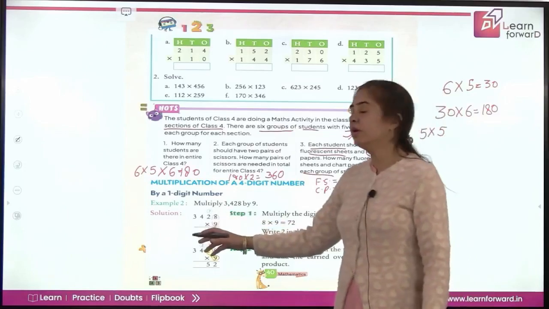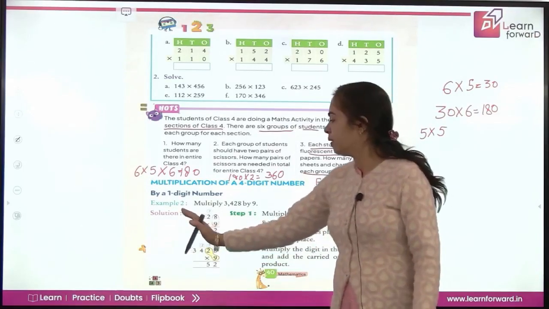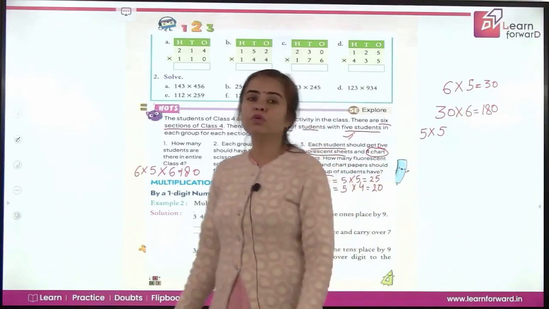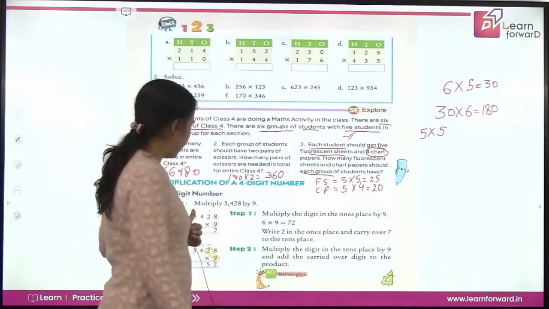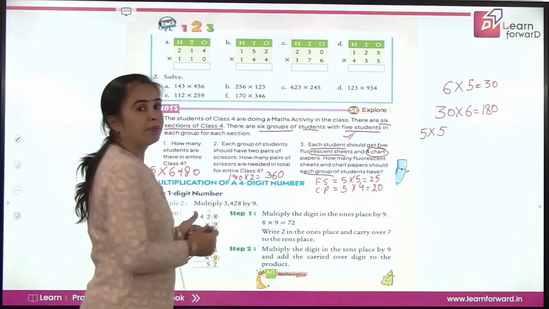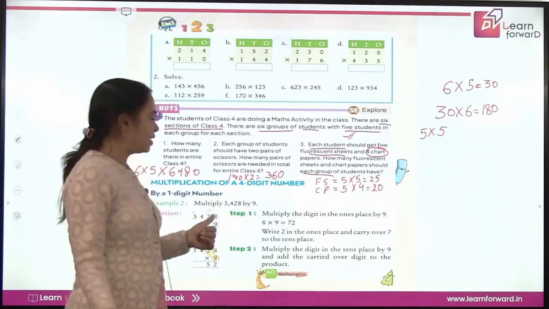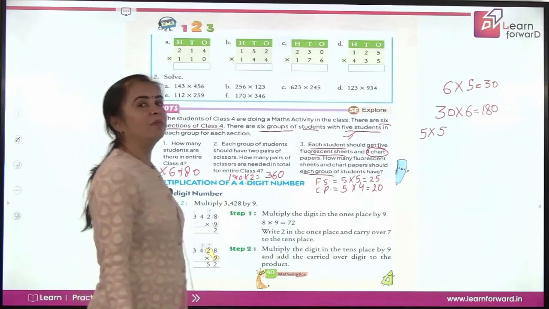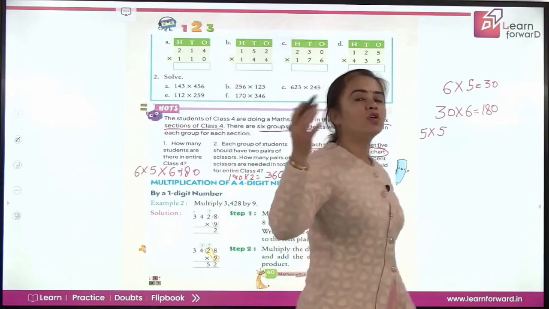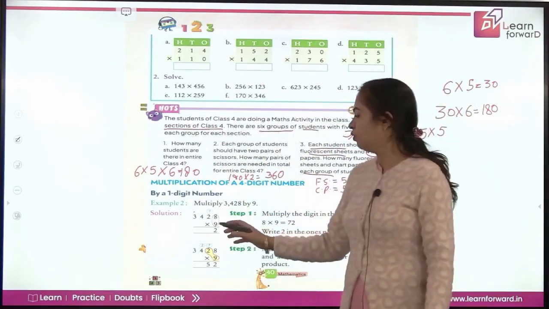So, if you have to multiply 3428 by 9, when we used to multiply a 3-digit number, what we used to do? While multiplying by 9, we do multiplication of 9 by 8, then we multiply by 2, then we multiply by 4. Now, just one more bigger place. So, we'll be multiplying ahead by 3 also. The carryover will always go ahead to the bigger place. So, let's see how we multiply.